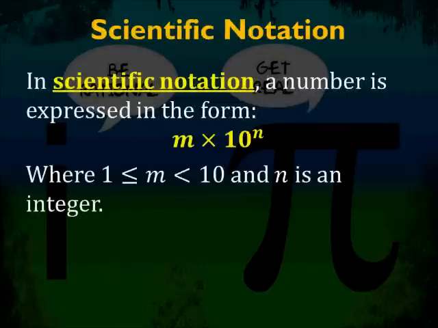Here we go. In scientific notation, a number is expressed in the form m times 10 to the nth power, where 1 is less than or equal to m is less than 10, and n is some integer. So you're basically going to reduce the number to some power of 10 times m. M will be between 1 and 10. It won't be less than 1, because if it's less than 1, you can go to a lower power of 10. If it's greater than 10, you can go to a higher power of 10.